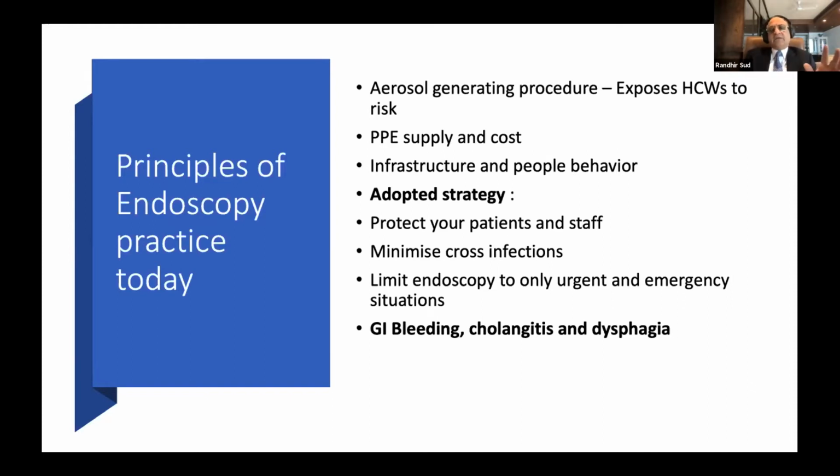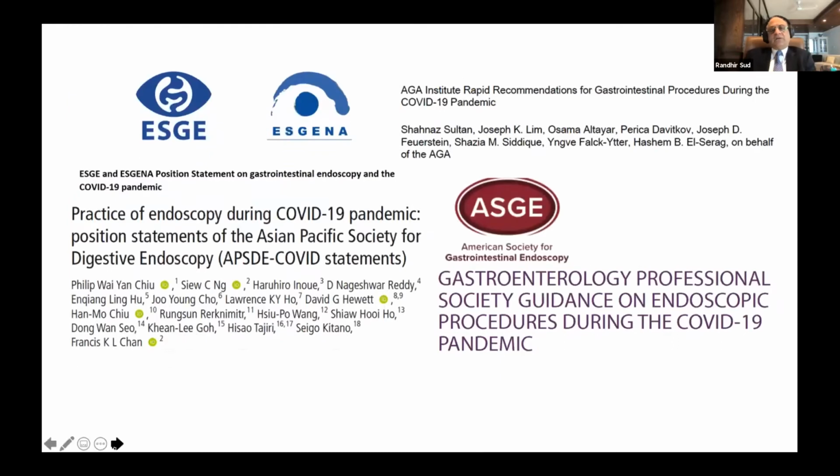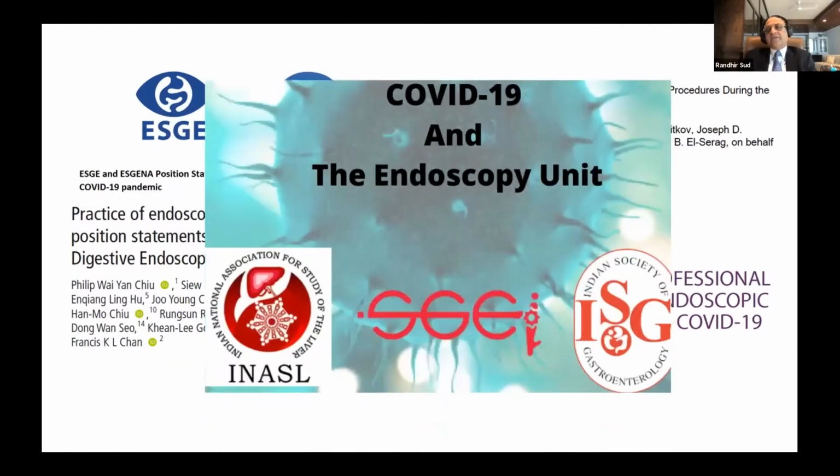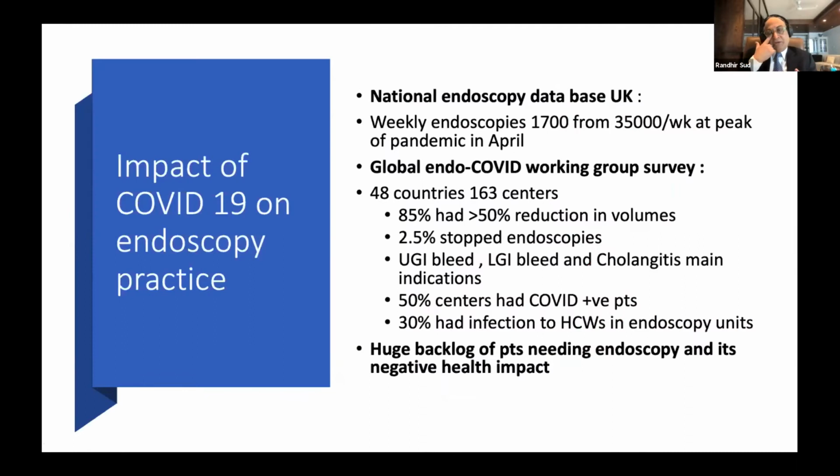This was the guiding principle of the early days of the pandemic, particularly where the pandemic was still raging. So this was all according to the guidelines issued by European societies, the Asian Pacific Society, AGA, ASGE, and even our own three societies jointly issued guidelines which limited the number of ERCPs being done, and set the indications and the precautions which we had to take. And what did it lead to?